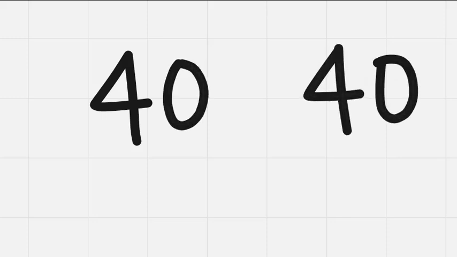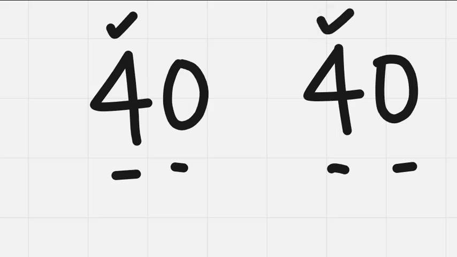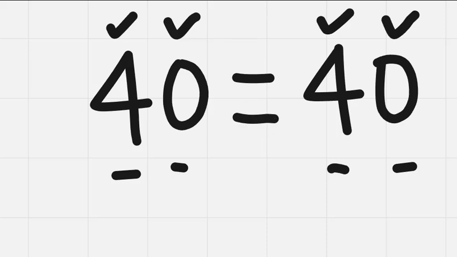Sometimes we may have a situation where we check there's 2 digits, 2 digits. The first number is 4. The first number is 4. Because they're equal, we look at the second number, which both are zeros. If all of the digits are the same, and there are the same number of digits, that means they're equal. So, that is how you compare numbers.